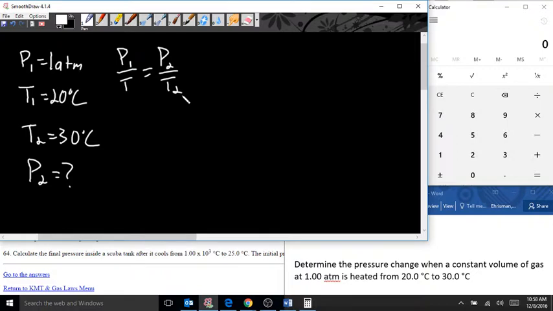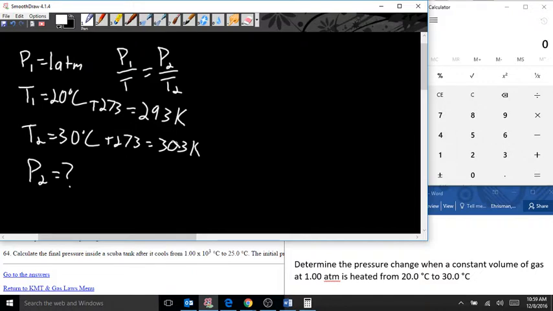So now my question is, are my temperatures in Kelvin? You look at them, no, they're not. They're in degrees Celsius. So let's just add 273 to both. In this case, I've got 293 up top. It looks like I'm going to have 303. That's Kelvin on both of those for my T2. All right, the temperatures are good to go. I can plug numbers in now.